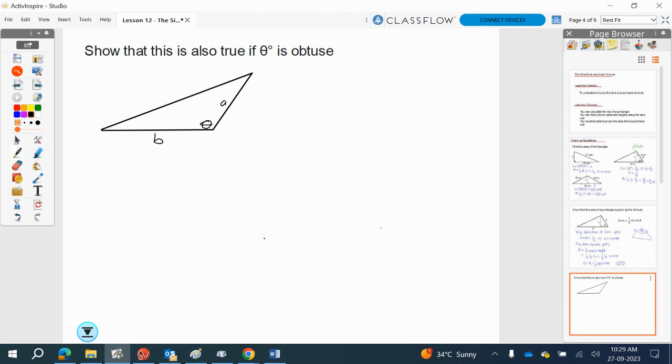So we've got the diagram now. Oh, it's a sine. Yeah, the altitude here. Why can't we do that?